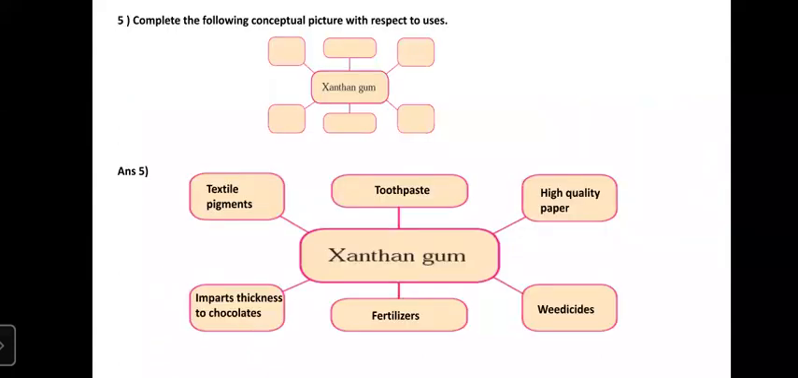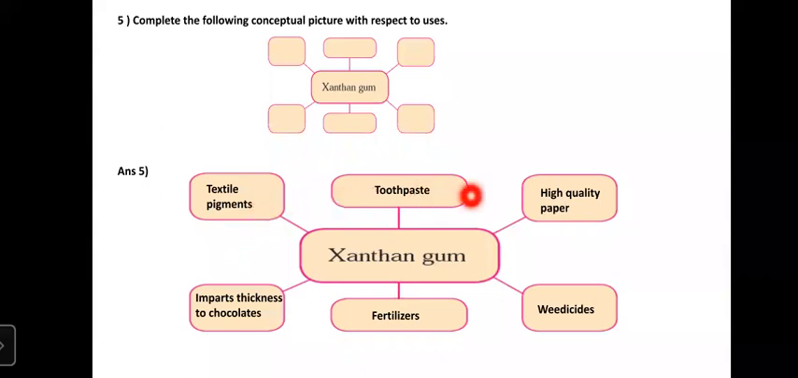See the next, that is the concept map. Complete the following conceptual picture with respect to uses. You can see here xanthan gum, and all the boxes surrounding it are empty. So you have to draw the same concept map and write the answers in the blank boxes. Now, what are the uses of xanthan gum? See, toothpaste. It is used in the production of toothpaste. In the second box, you can write high quality paper. Third box, weedicides. In the fourth box, you can write fertilizers. Fifth box, again, it is used to impart thickness to chocolates. And in the sixth box, you can write textile pigments.